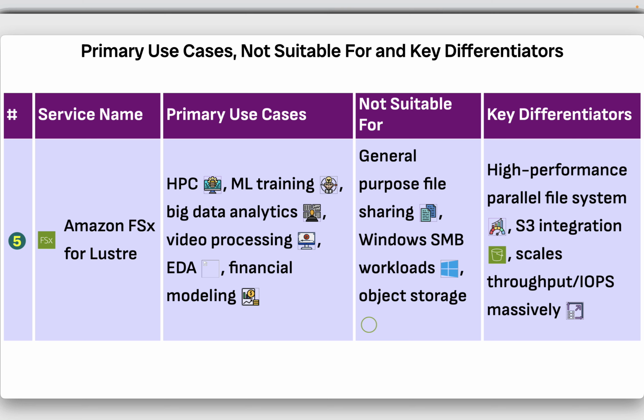Then we have Amazon FSx for Lustre. Use cases are high performance computing, ML training, big data analytics, video processing, EDA, and financial modeling. It's not suitable for general purpose file sharing, Windows SMB workloads, and object storage. Key differentiators are a high performance parallel file system and S3 integration. It scales throughput and IOPS massively.